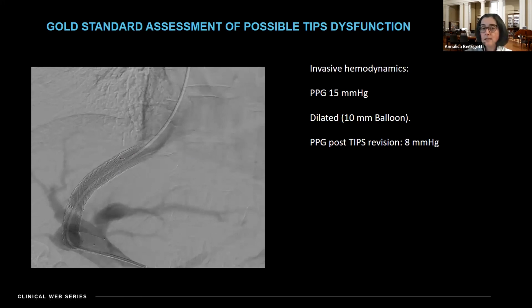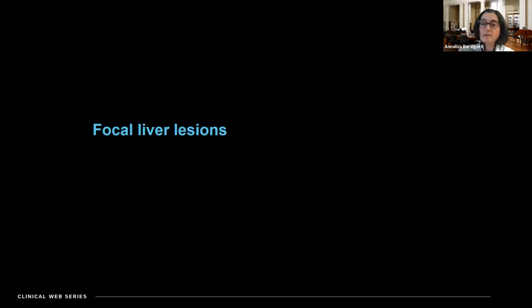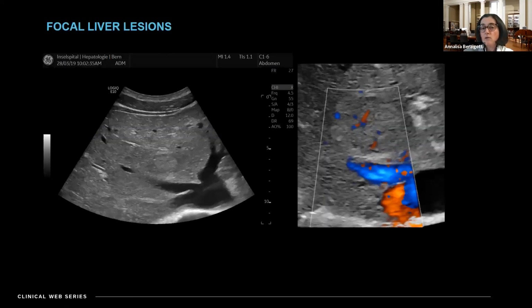And we could see that indeed there was a TIPS dysfunction, so a reduction in the lumen, but very tiny, however sufficient to increase the portal pressure gradient. What we did is dilate the TIPS with a simple balloon, and after revision, so after dilatation, pressure was again normal. Just to finish, to give you this overview, I think there could be a role also for the study of focal liver lesions, at least in non-cirrhotic livers.